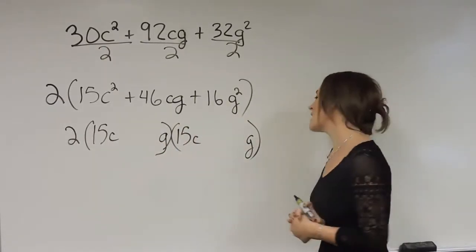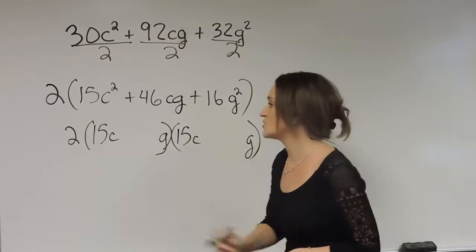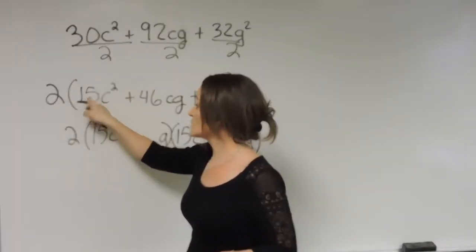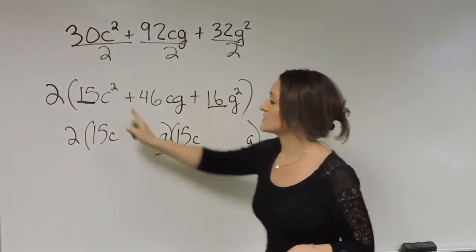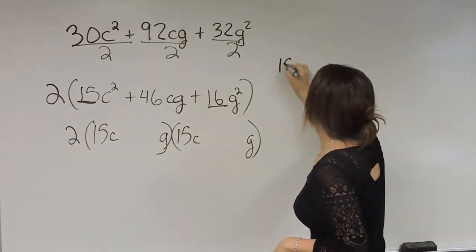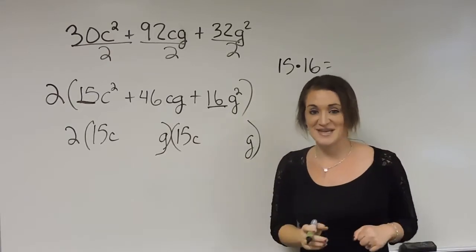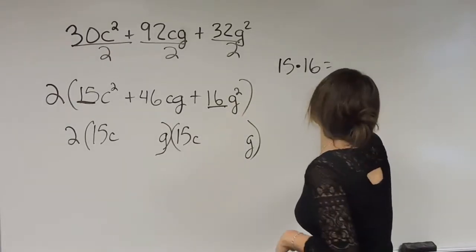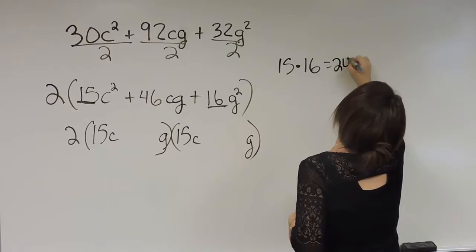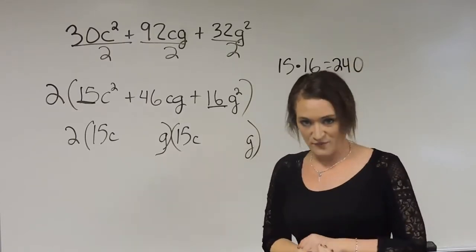And to figure out what numbers are going to work, this is what we do. We multiply the first number times the last. First times last. So 15 times 16. And we need to multiply that together. And 15 times 16, that's going to give us a big number there, 240.